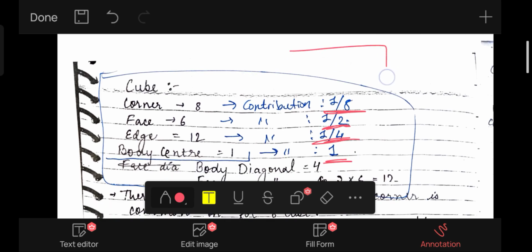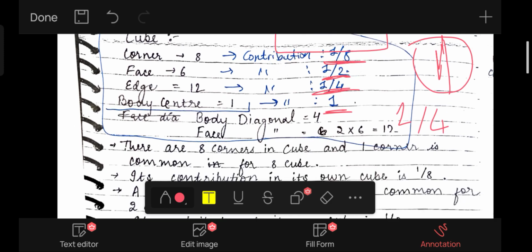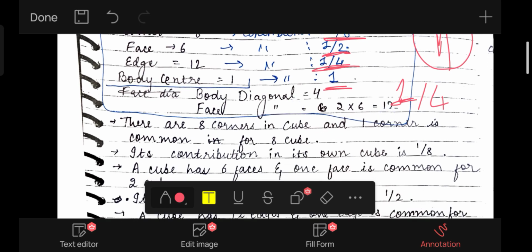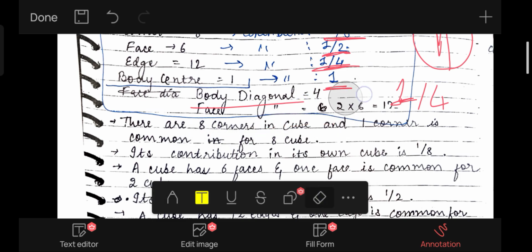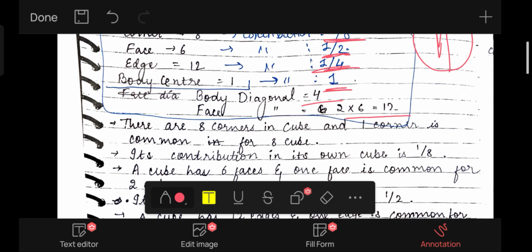So what do I mean by edge? You have this cube here, and on this edge, if you want to keep a cell, then it would technically be divided like this, and the same way from behind, so that makes it a 1/4 part. So that is how an edge contributes 1/4. Okay, and next up we have body diagonal and face diagonal. A body diagonal contributes about 4, and a face diagonal contributes 6. 2 into 6, so that makes it 6.